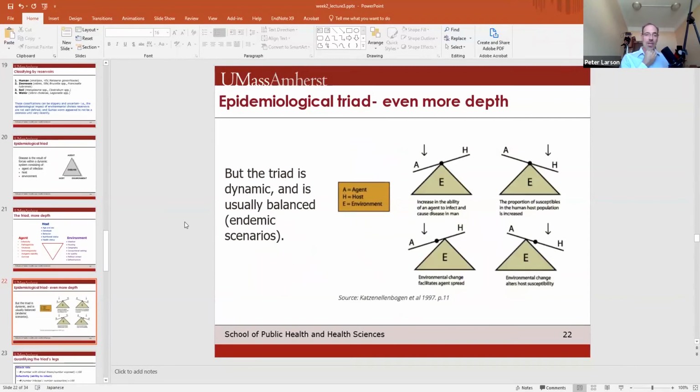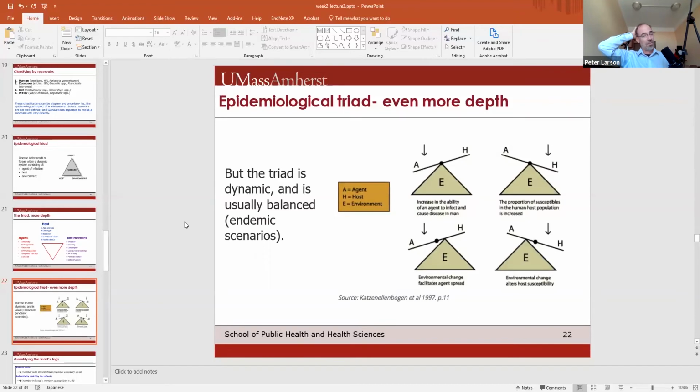The triad is dynamic, and in what we call endemic scenarios, it can be balanced. We're going to talk about endemic, epidemic, and pandemic later. Right now, just an easy definition: when you have an outbreak of something, it can become epidemic. So it's an outbreak. Endemic means that there's sustained transmission within a community. And then pandemic means that it's everywhere.